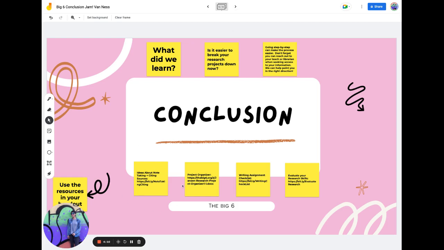And here are the URLs again for those resources: ideas about note taking, a project organizer, a writing assignment checklist, and evaluate your research skills.